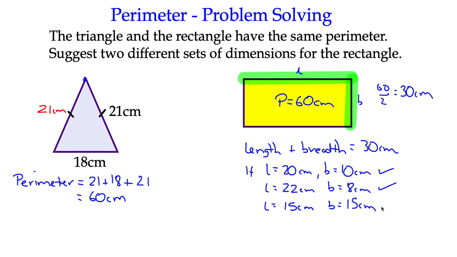And that is interesting because that means we would have a square, which is still a rectangle, but it's a special rectangle because all the sides would have the same length. So that's fine. We could say that the length is, we could go less than that. We could say the length is, say, 11 centimeters, which means the breadth would be bigger. The breadth would have to be, 11 less than 30 is 19.